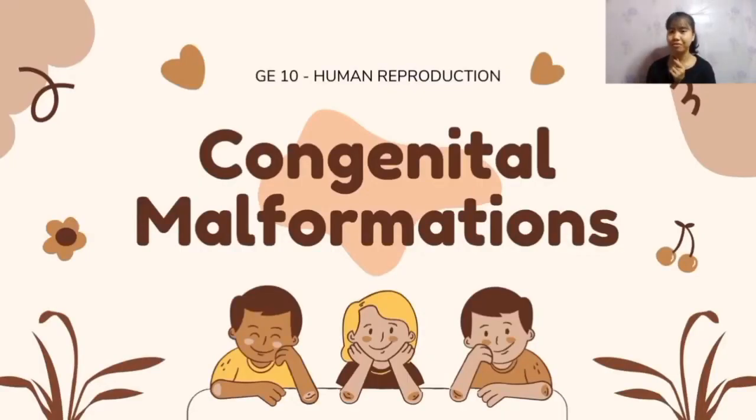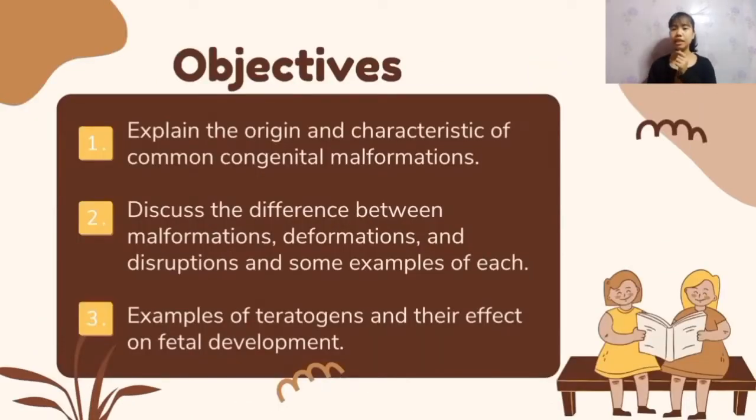We will be discussing congenital malformations and common cancers of the reproductive system. Here are our objectives for the first part of today's discussion, which is the congenital malformations. Number 1, explain the origin and characteristics of common congenital malformations. Number 2, discuss the difference between malformations, deformations, and disruptions and some examples of each. And number 3, examples of teratogens and their effect on fetal development.